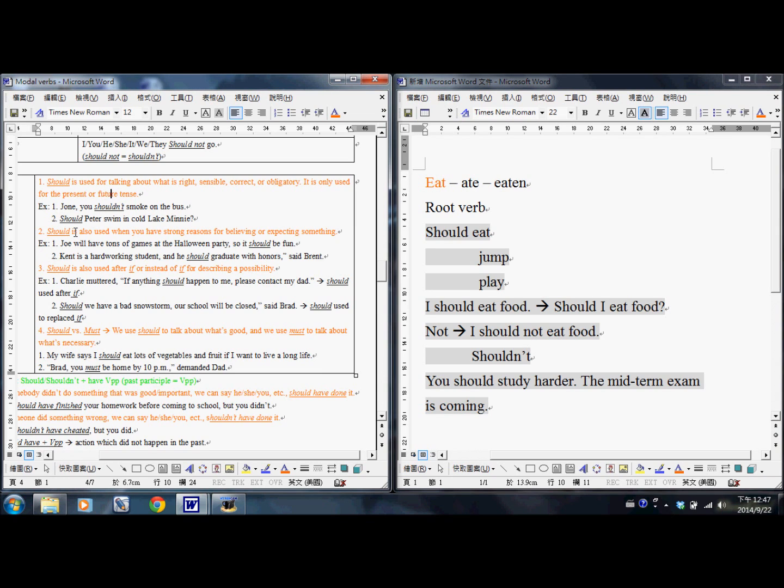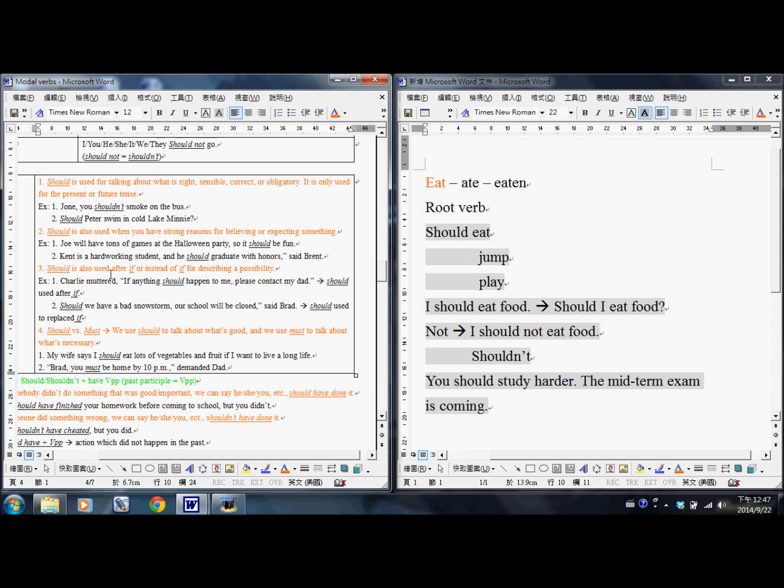Example number two: should is also used when you have strong reasons for believing or expecting something. So we use should when we have a strong idea that we believe or expect something. Look at the examples over here. John will have tons of games at his Halloween party, so it should be fun. So you see, he has tons of games, so I believe it is fun. I have strong reason to believe that at the Halloween party there will be a lot of games and it should be fun. So I'm actually expecting the party to be fun.